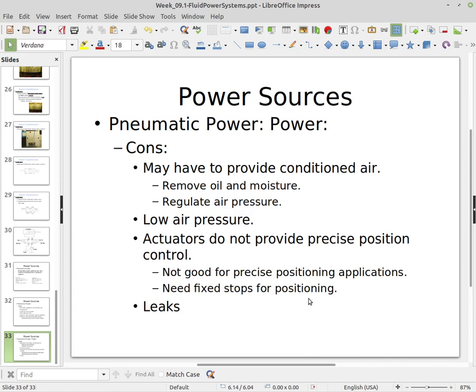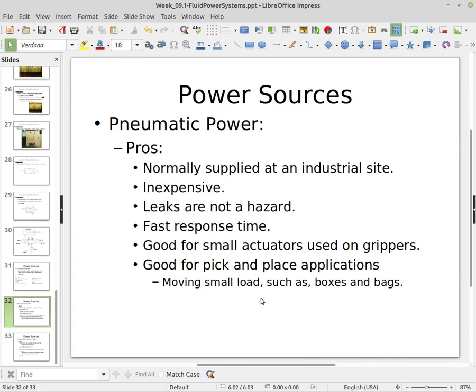But like I say, the pneumatic systems are typically used for grippers. They're very common on standard grippers, finger grippers or vacuum grippers, which are used quite often, and those of course need air.